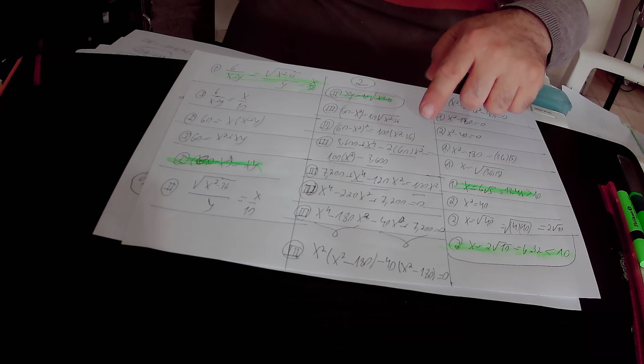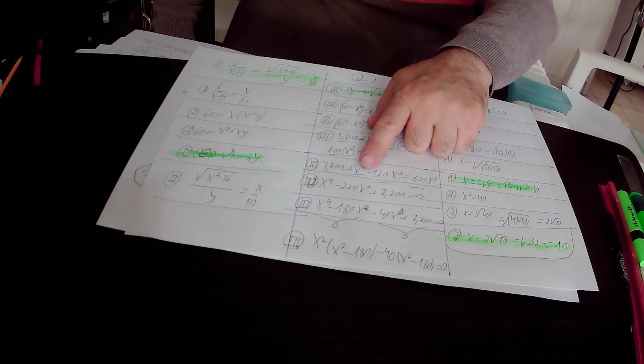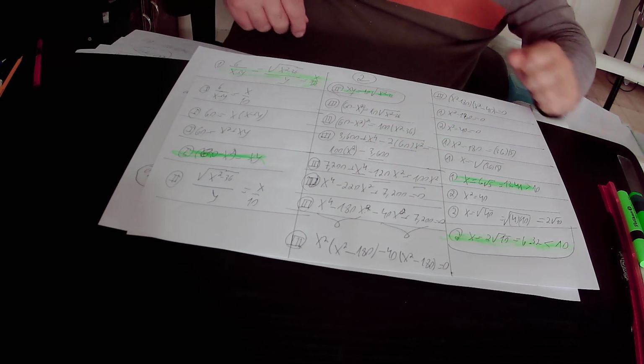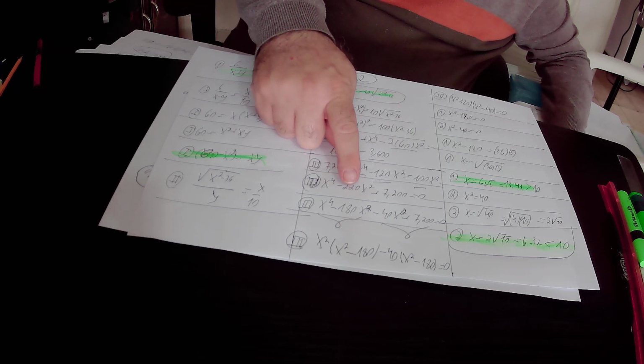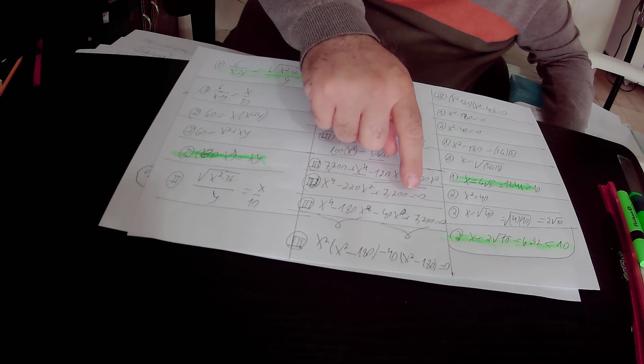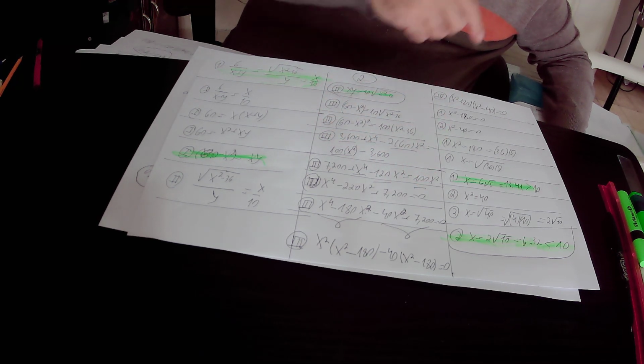Here we substituted minus 220 x squared by minus 180 x squared and minus 40 x squared, and we got that x to the power of 4 minus 180 x squared minus 40 x squared plus 7200 equals 0.